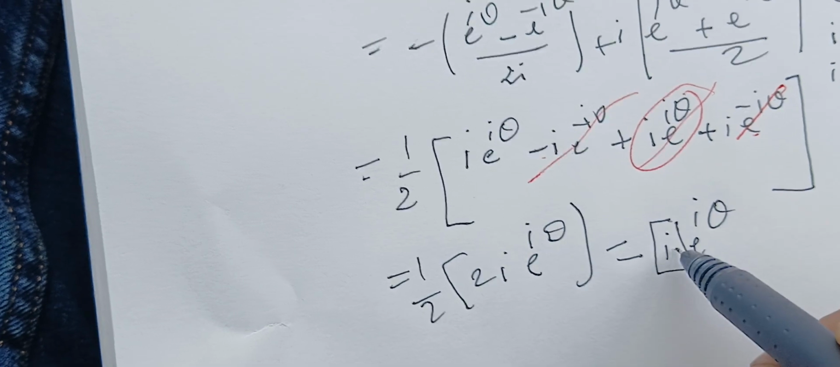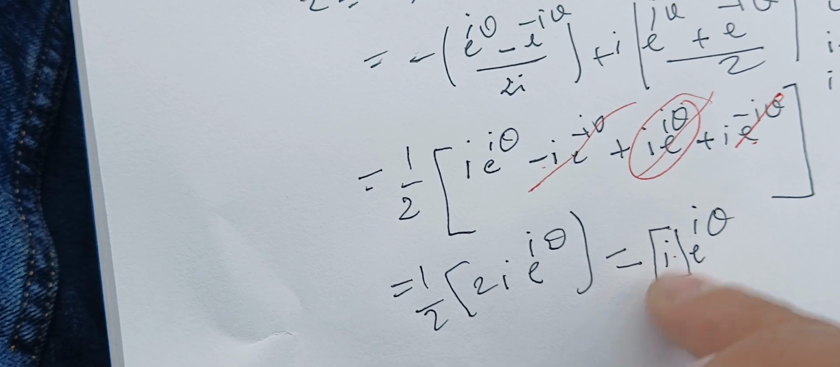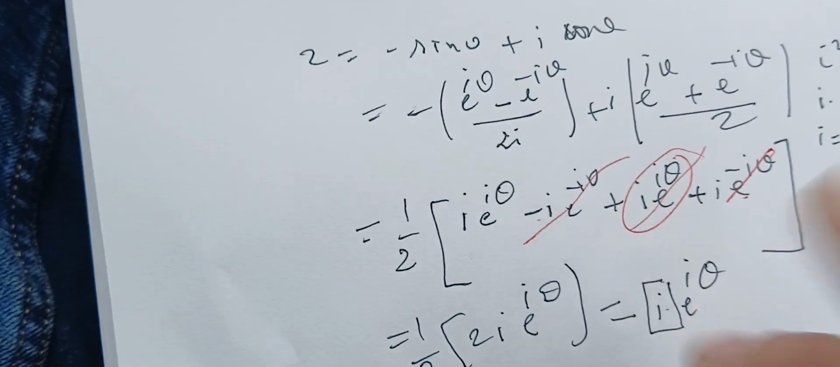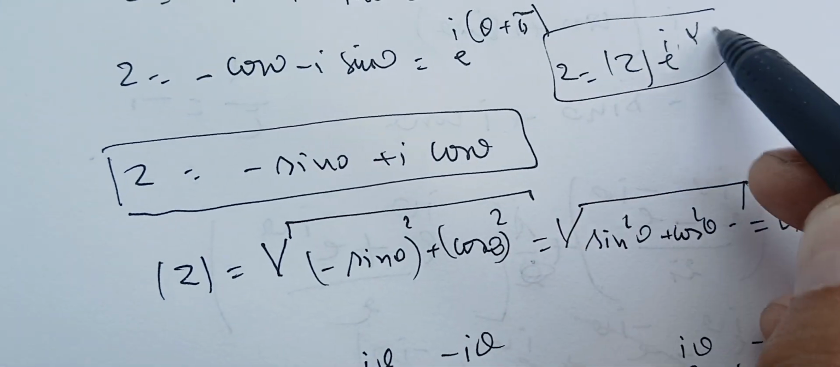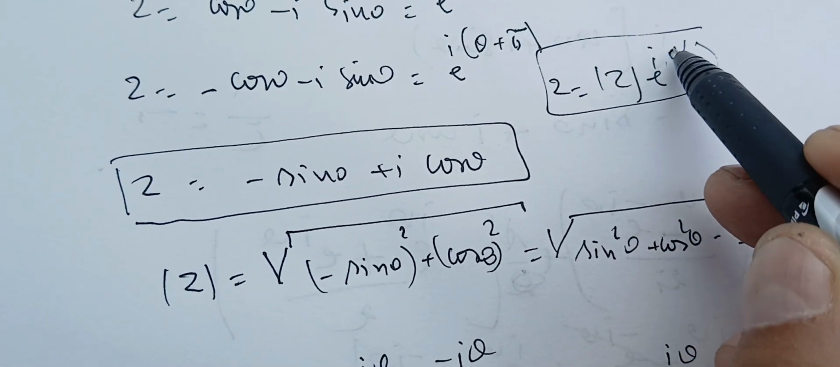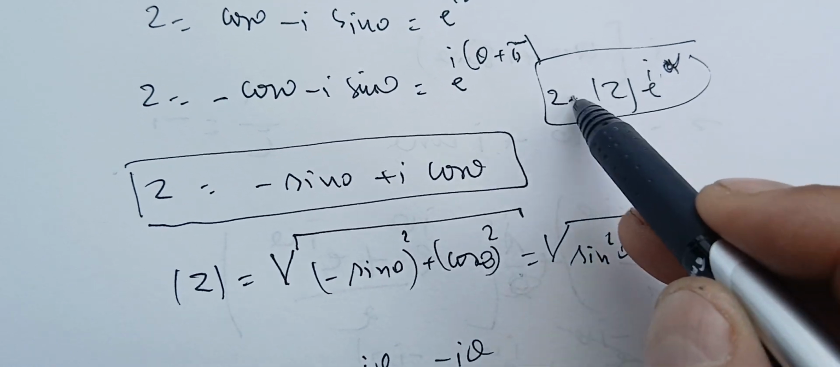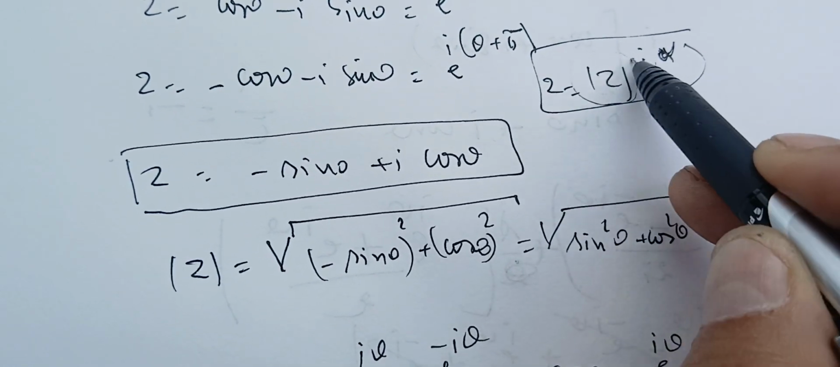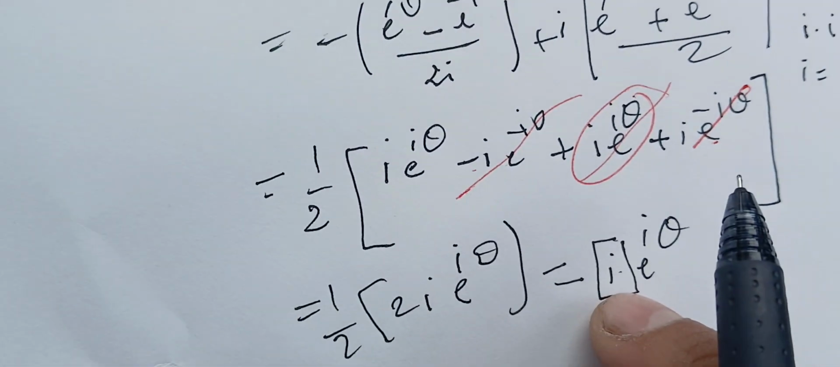We have to get rid of this i. Why? Because everything here in front of the exponent must be a positive number. Remember this expression, the general form of the exponential form of any complex number. This part here should be positive. We should not have this i. So we write it in exponential form.